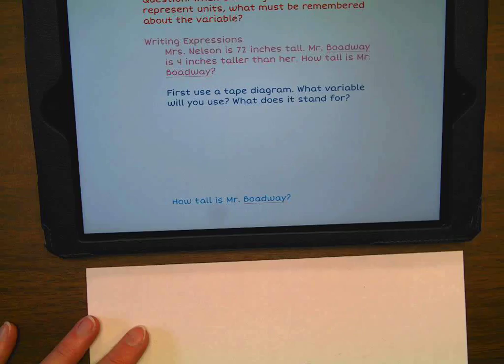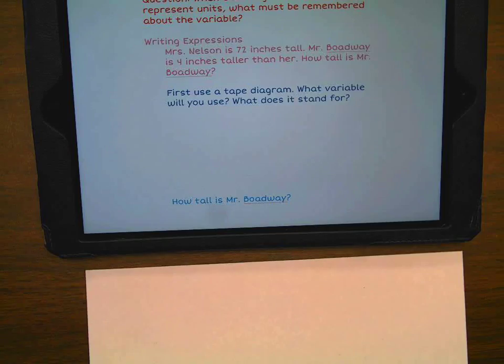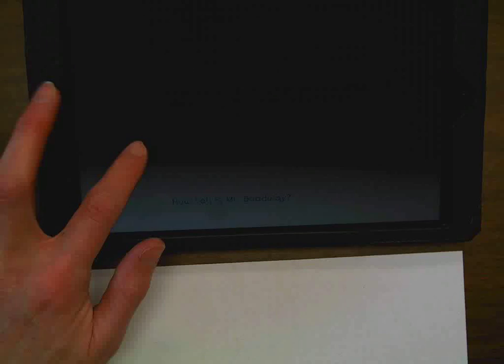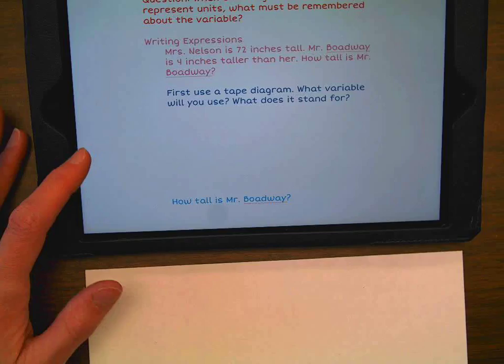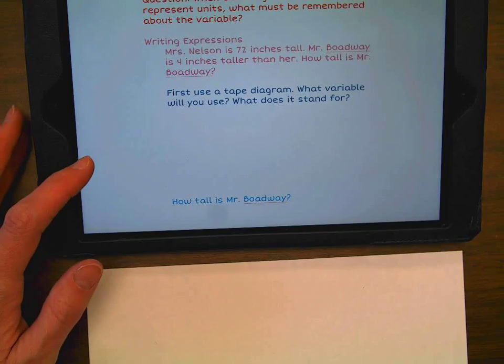So if we're using a tape diagram, we're trying to figure out how tall Mr. Bodway is. And so the variable that we're looking for is a variable that will actually match the information that we're seeking. So we wouldn't necessarily just choose a random variable. We want to use one that when we see it, we know that that's what it's standing for. So Mr. Bodway's height. I want you to think about it like that. So if we think about it as Mr. Bodway's height, we could probably use the letter H, okay? And the reason that we would use the letter H is because the letter H is what height starts with, and so that's what we could try.